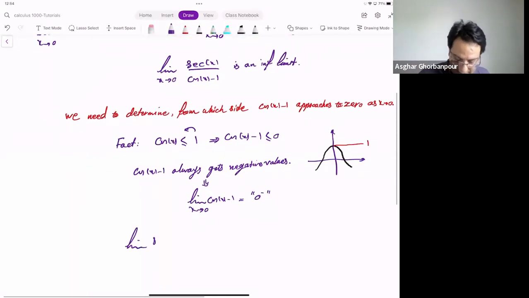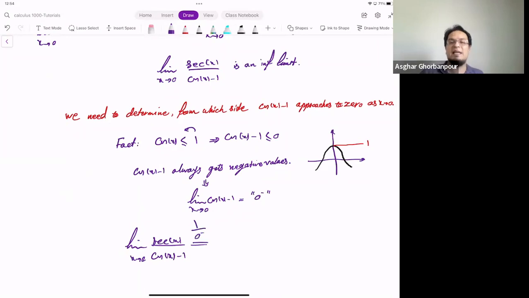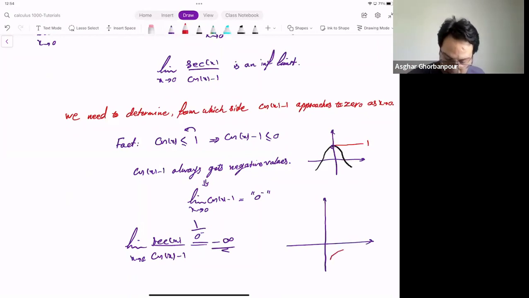Now, for the limit of secant x over cosine x minus 1 as x approaches zero, the limit of the numerator is 1, and the limit of the denominator is zero negative, meaning that it gets closer to zero from the negative side. Positive times negative is going to be negative. By the way, the function is not defined at zero. If you look at the graph of this function, it will need some work for the other side, but when we get closer to zero from both sides, the values of the function plunge down to negative infinity, something like that. Any questions, any comments?